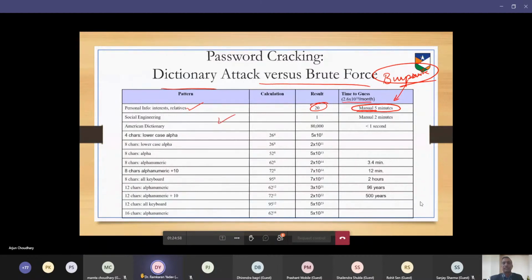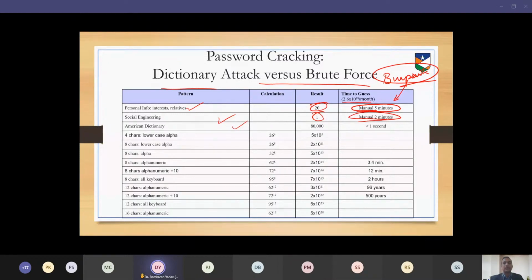Then there is social engineering. You can accurately identify your passwords manually. It will take not more than 2 minutes itself. Then there is an American dictionary. Probably there are not more than 80,000 words, or the Oxford dictionary. Eventually it will take less than 1 second because of the computational power available on your laptop or mobile phone. And the further down we go, your password is actually getting more difficult to crack, and it will require this much amount of time in years.